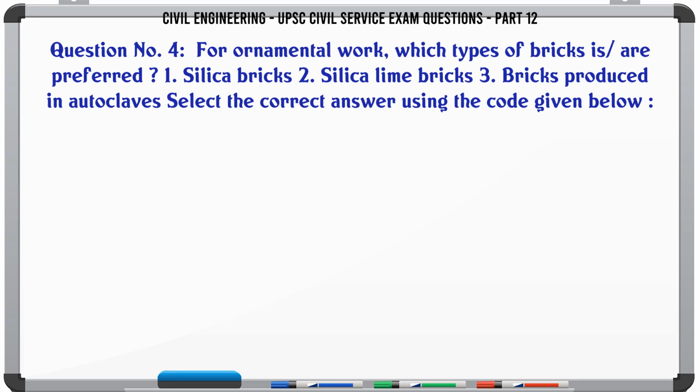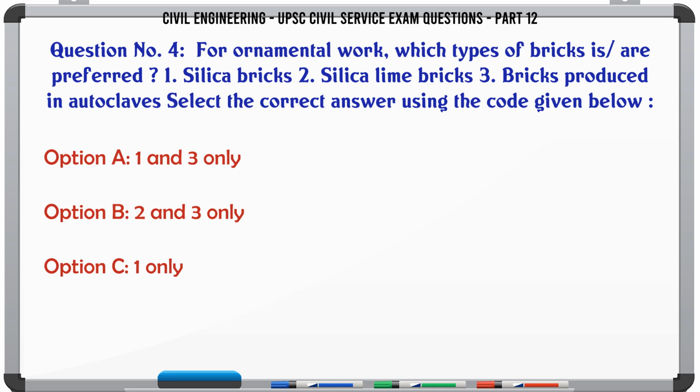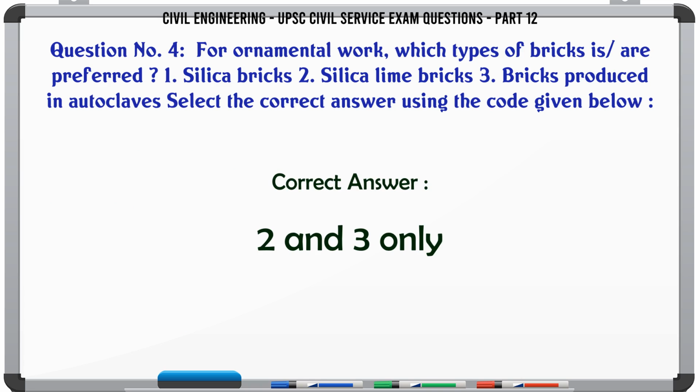For ornamental work, which types of bricks are preferred? 1. Silica bricks. 2. Silica lime bricks. 3. Bricks produced in autoclaves. Select the correct answer using the code given below. A. 1 and 3 only. B. 2 and 3 only. C. 1 only. D. 2 only. The correct answer is 2 and 3 only.